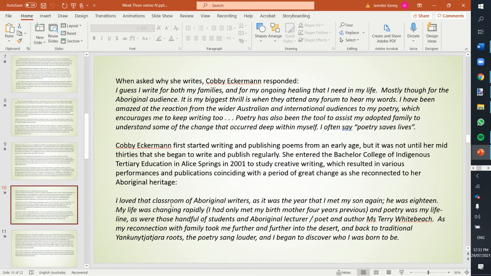I love that classroom of Aboriginal writers. It was the year I met my son again, he was 18. My life was changing rapidly. I'd only met my birth mother 4 years previous, and poetry was my lifeline. As were those handful of students and Aboriginal lecturer, poet, and author Ms. Terry Whitebeach. As my connection with family took me further and further into the desert and back to traditional Yankunytjatjara roots, the poetry sang louder, and I began to discover who I was born to be.